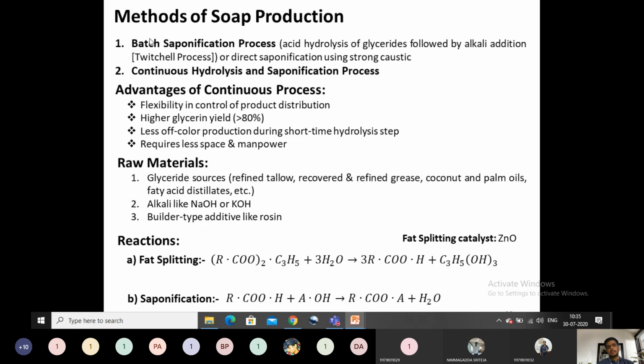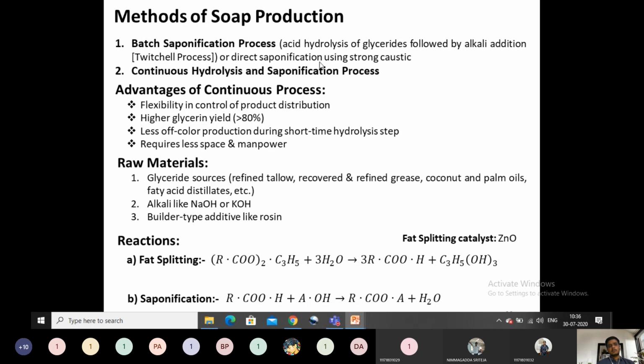In the good old days, many people used to manufacture soap using this batch process only. In the batch process, especially in direct saponification, they cannot separate the glycerin molecule from the soap. So including glycerin and alkali, everything will be available in the soap. This was usually practiced in old days.